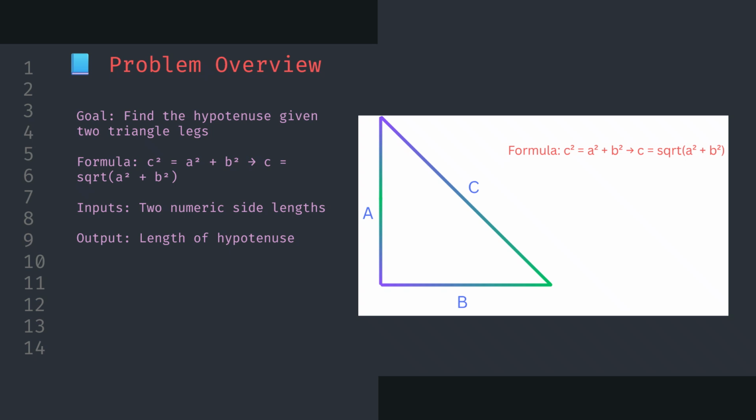The Pythagorean theorem connects the sides of any right triangle. If you know A and B, you can always calculate C using this formula. This is widely used in geometry, graphics programming, and real-world measurements. Now, let's see how we can turn this formula into code.